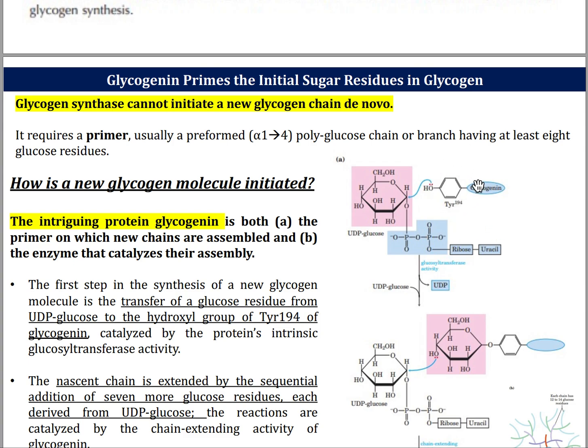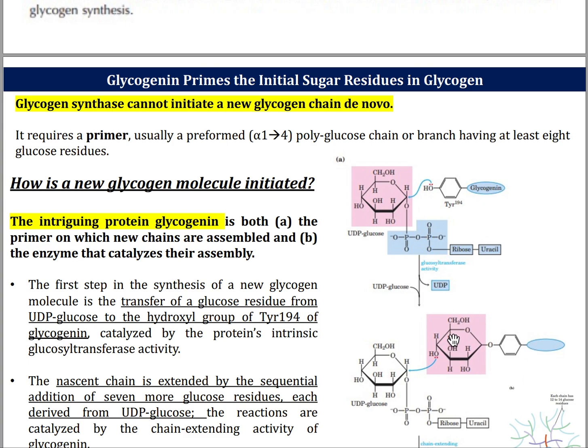So the first step in the synthesis of a new glycogen molecule is the transfer of a glucose residue from UDP glucose to the hydroxyl group of tyrosine 194 of glycogenin, catalyzed by the protein's intrinsic glycosyl transferase activity. So as we know, glycogenin has two functions. One is primer and another is enzyme. So it itself has glycosyl transferase activity.